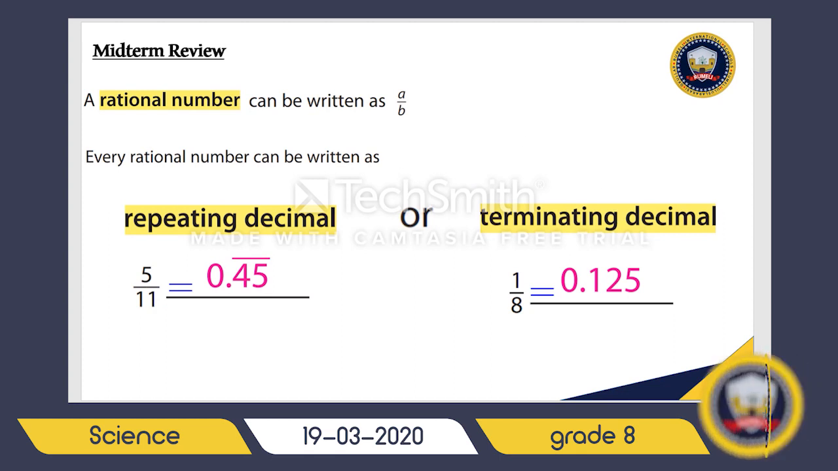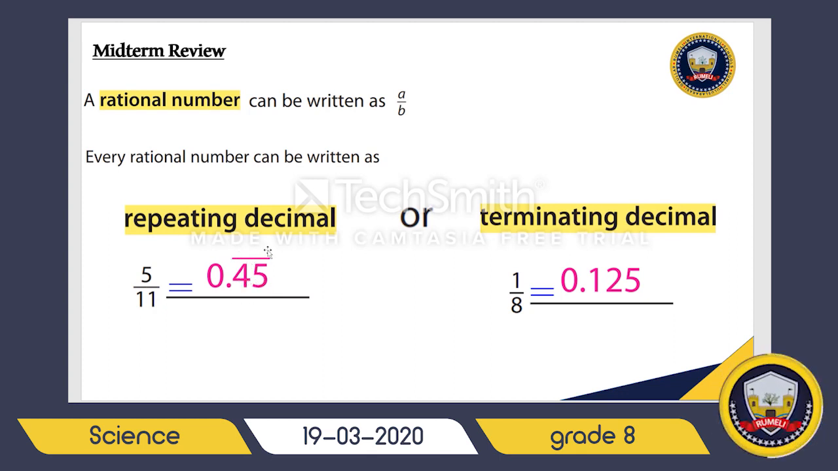An example of a repeating decimal is 0.45 with a bar here. What does this bar mean? It means that my number is 0.454545 forever. And this is equal to the fraction 5 over 11. Look, 5 over 11, it looks like a over b, so this number is a rational number.